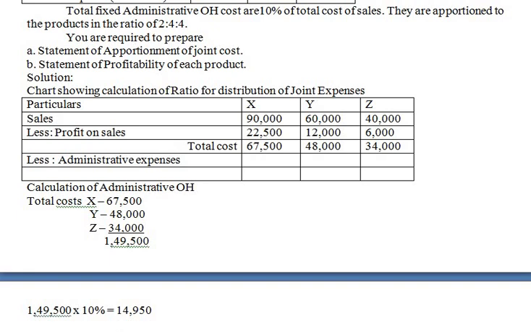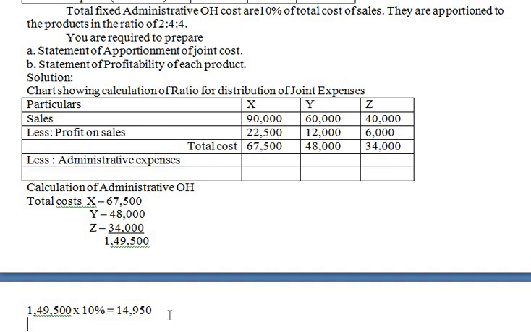14,950. Now they are to be distributed in what ratio? Now read the next sentence. 10% of total cost of sales we have taken. 10% of total cost of sales is 14,950. They are apportioned to the product in the ratio of 2:4:4. Now this 14,950 should be distributed in the ratio of 2:4:4 to all the products.